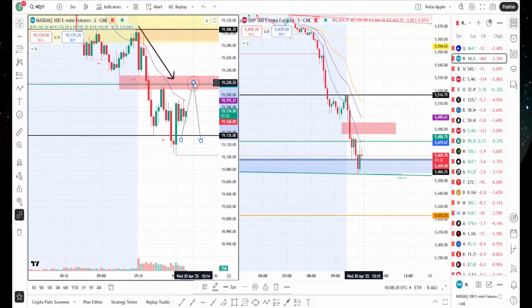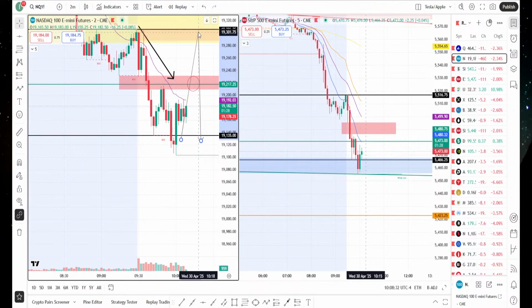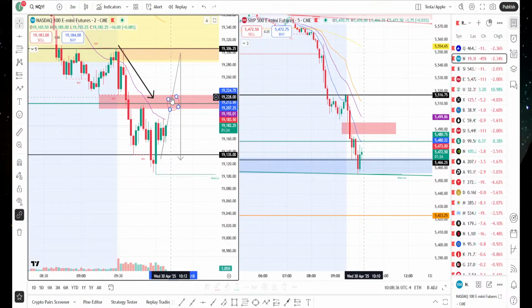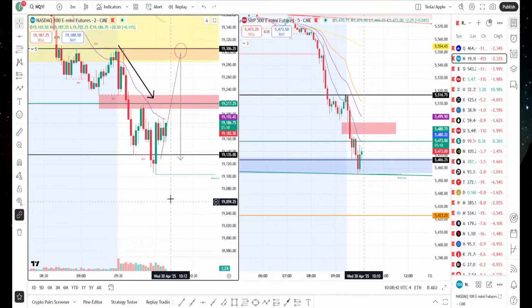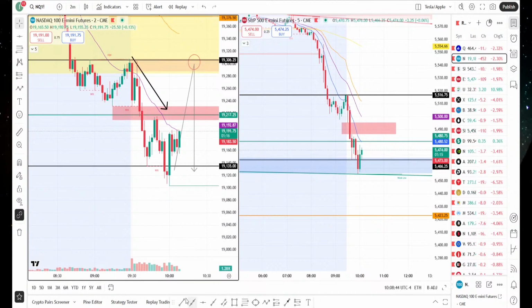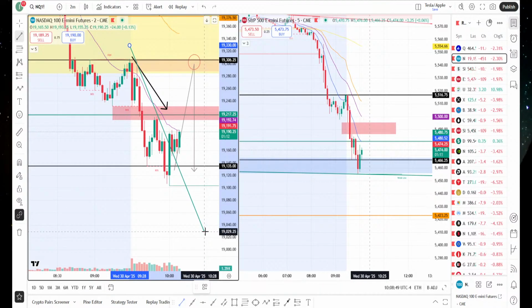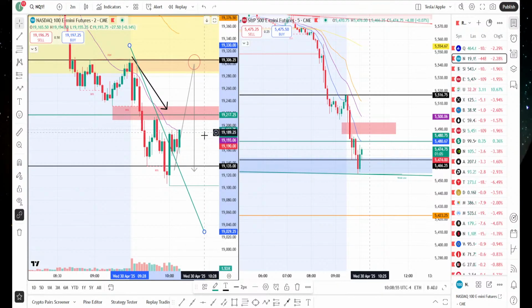Now, where would I look to sell next? I probably wouldn't look to sell here again. I'd probably like to sell up here. This would be my next spot where I would like to sell if it gets up there. And if I would buy, I would want to see a break of this channel. And break. You got a break and a retest.